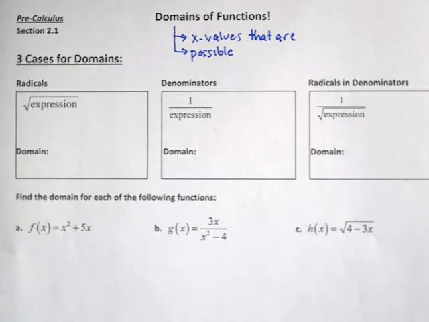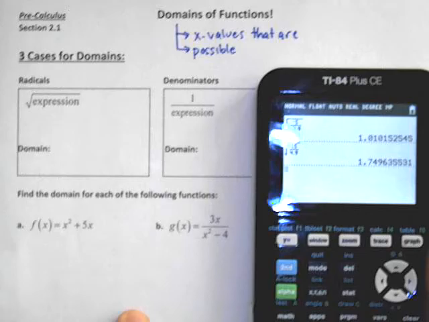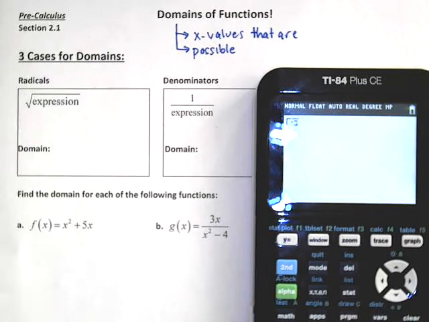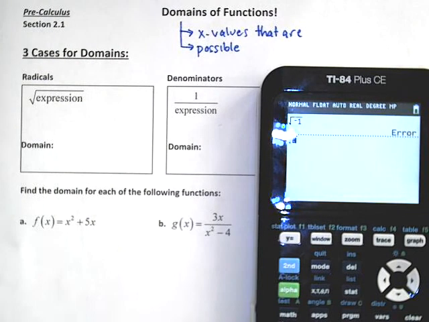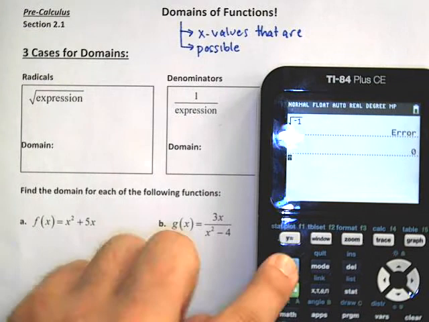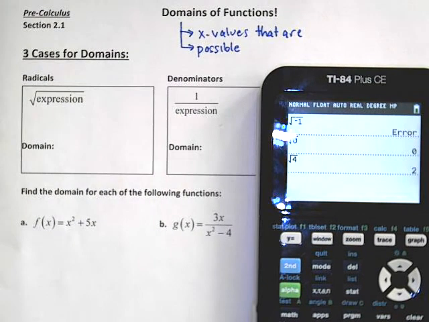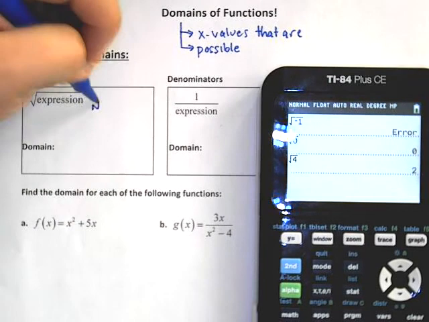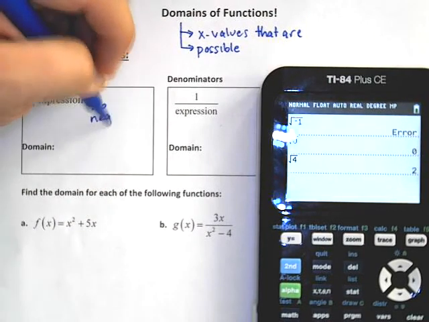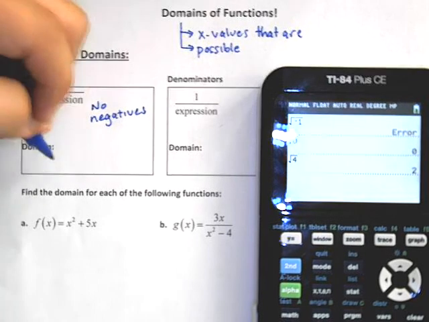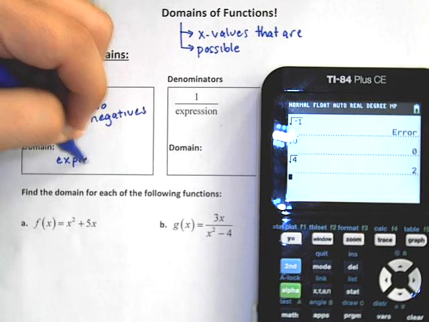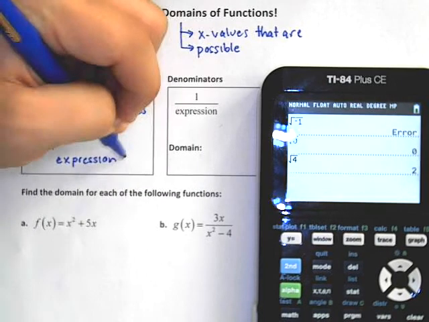No. I mean, if I show you on the calculator here, when I try to take the square root of -1, error. What happens when I try to take the square root of 0? Okay, now I'm good. And then anywhere forward, I'm good. So for the domain, we cannot have a negative. No negatives allowed. Which means, when we find the domain, the expression must be greater than or equal to 0.